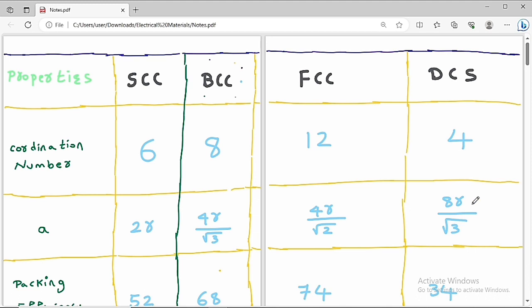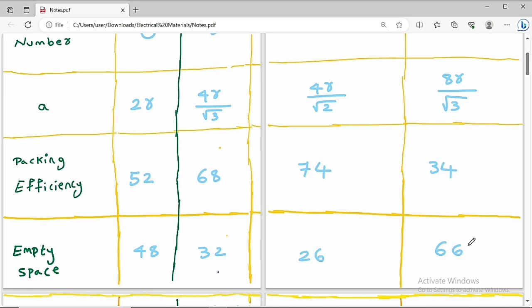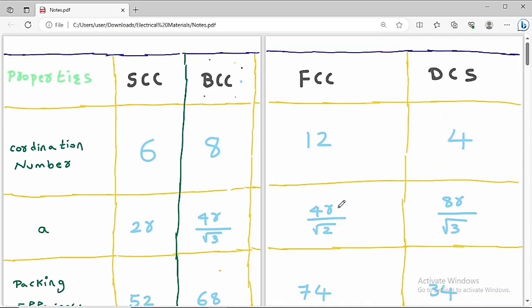And the value of a is equal to 8r by root 3, where a is the edge length or the side length of the unit cell, and r is the radius of the atom. The packing efficiency for the DCS is 34%, then the empty space is 100 minus 34, which is 66%. So I request you to remember this table, so definitely you can get at least one question from this concept.